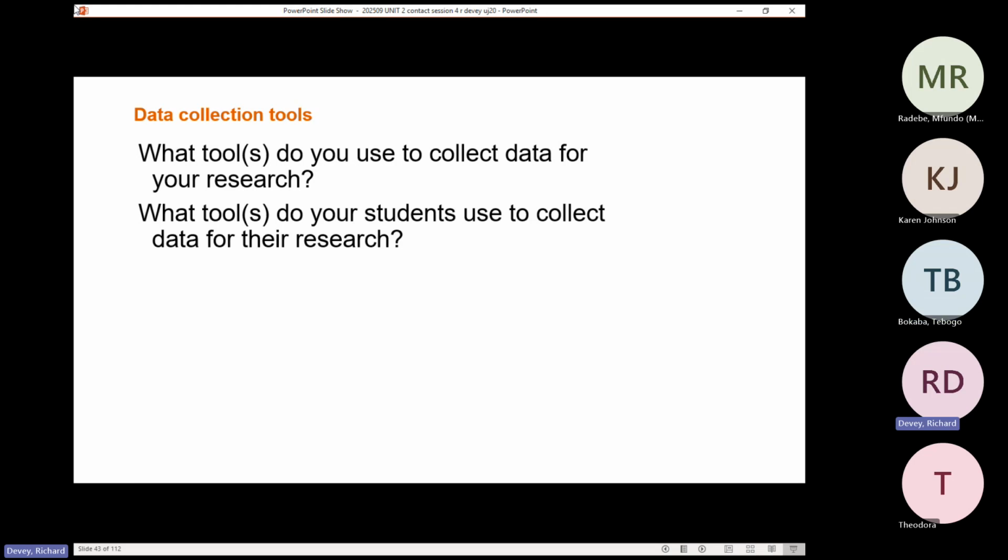Okay. Theodora. I have never assessed students on quantitative. We've been using qualitative tools. Interviews, focus groups. And then we come up with themes and sub-themes. Okay. Corin?